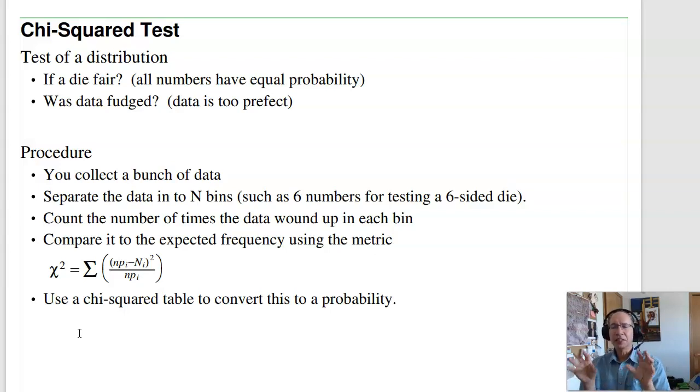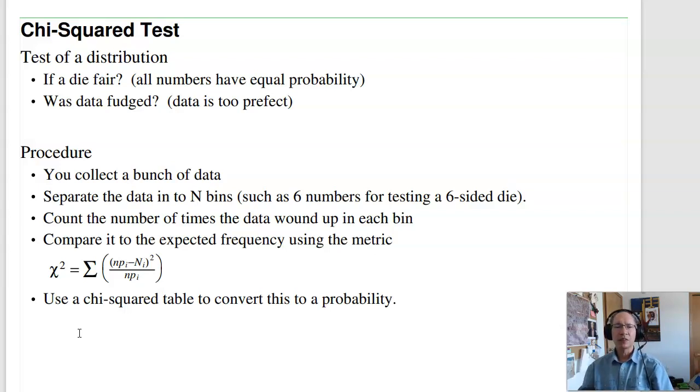Then you take the data and separate it into n bins, and how you do that is kind of up to you. For example, if I'm rolling six-sided dice, I might make the bins each number. So I have 6 bins, the number 1, number 2, number 3. I could also make it, say, the even numbers, odd numbers, numbers less than 4, numbers greater than 4, lots of ways of doing that. But regardless, you separate it into n bins, then you count. For the data that I collected, how many times does the data wind up in each bin?